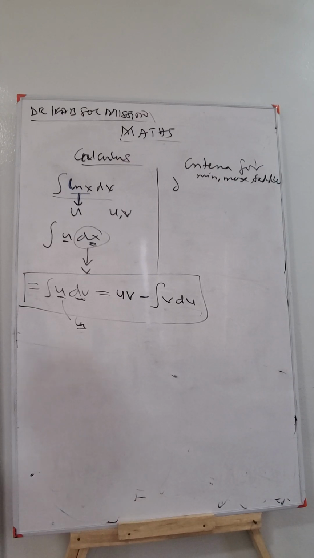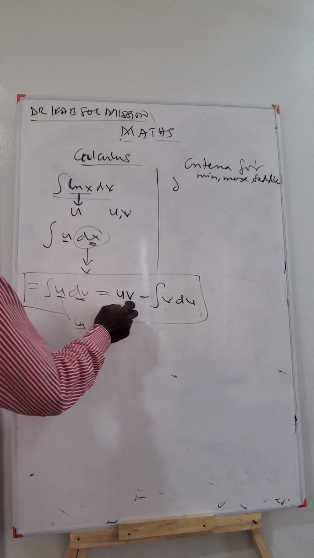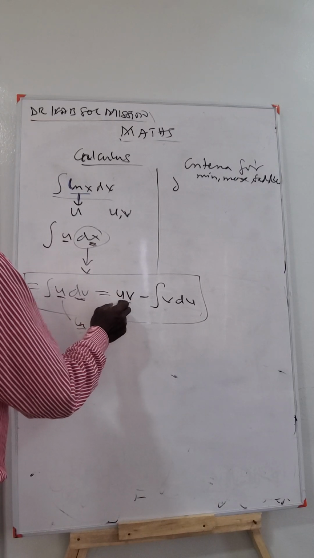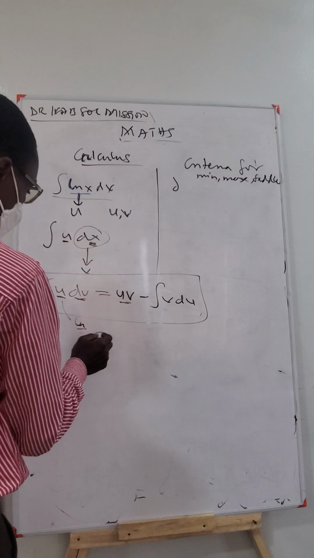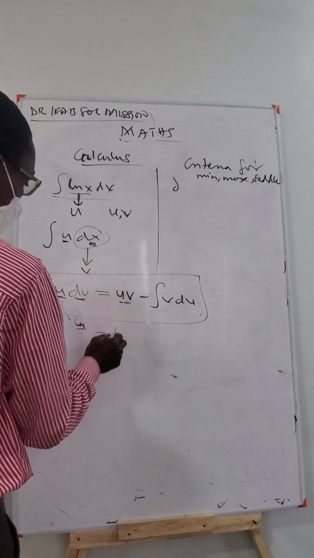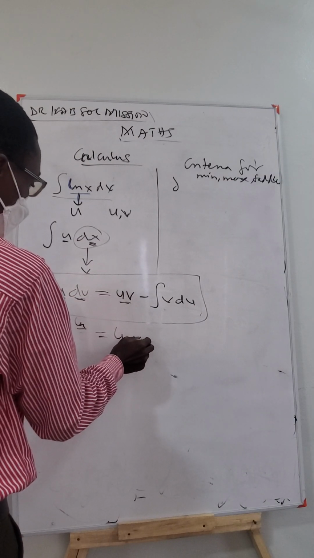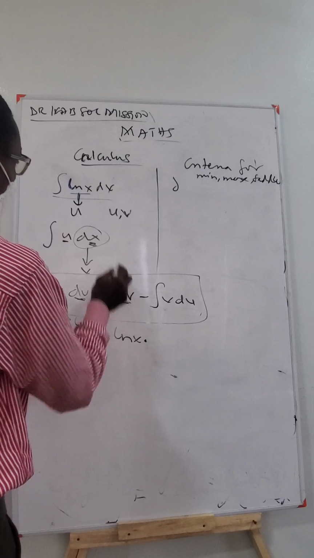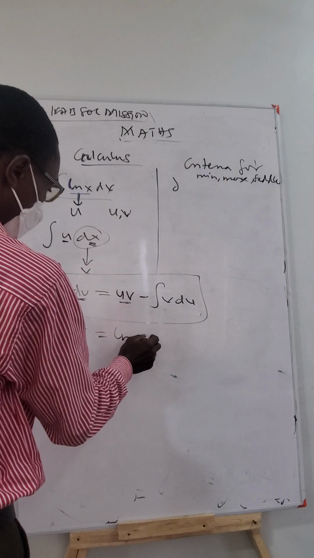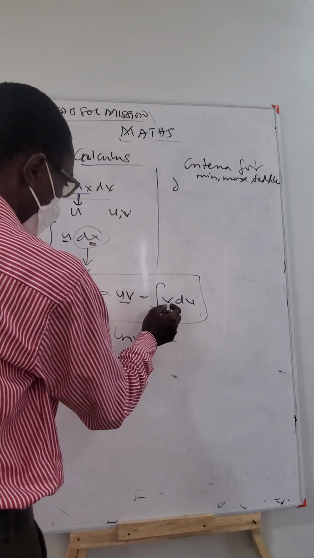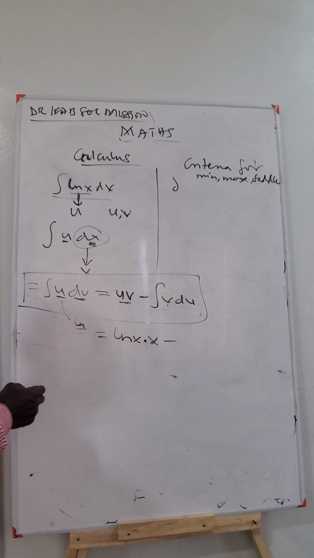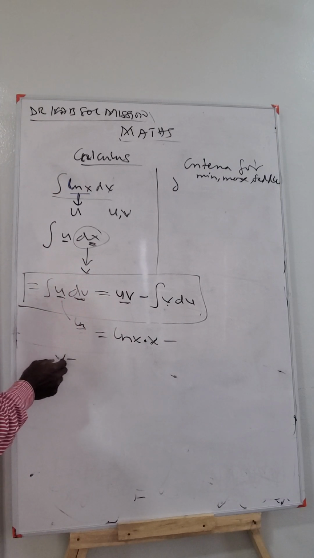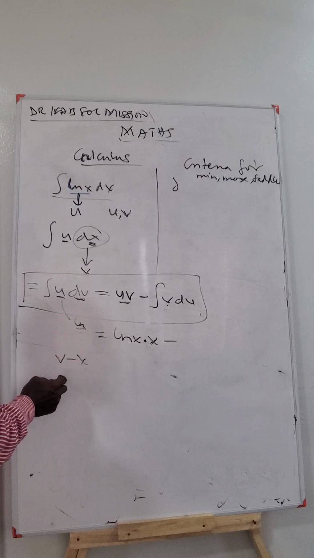Right, so from this expression, u and v we can easily get, because we have already said u is that, so that becomes ln x times v. V is what? X, so times x. Now minus, we are supposed to integrate v. How do we integrate v? We said v is equal to x, okay?